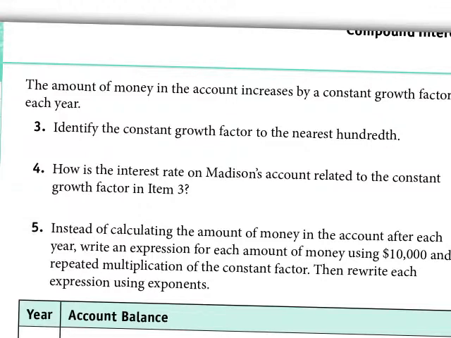If I only have the interest, if I only multiply by 0.05, what am I missing? The initial value, right? Because after year 1, I should have the initial value plus the interest. So what could I multiply by if I only wanted the initial value each time? So I have 10,000. If I multiply by 1, I get the initial value.